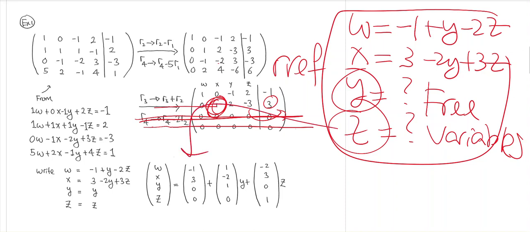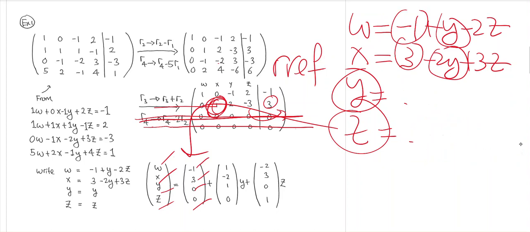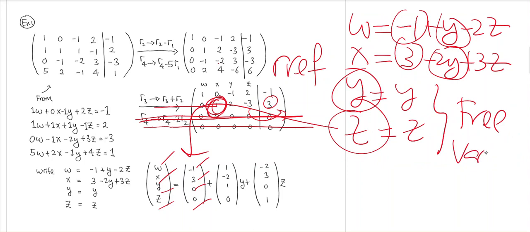into the vector form. So this is w, x, y, and z. These are the constants, -1 and 3 right here, 0, 0. These are the things that are related to y. So before I forget, the free variables, you can rename them as y equal to y, and then z equal to z. These are the free variables. Okay, sorry about that.